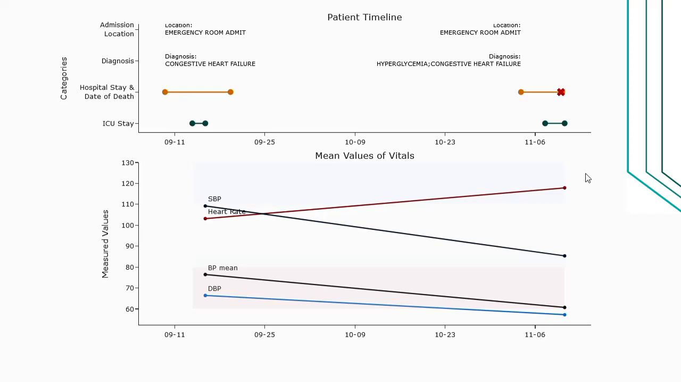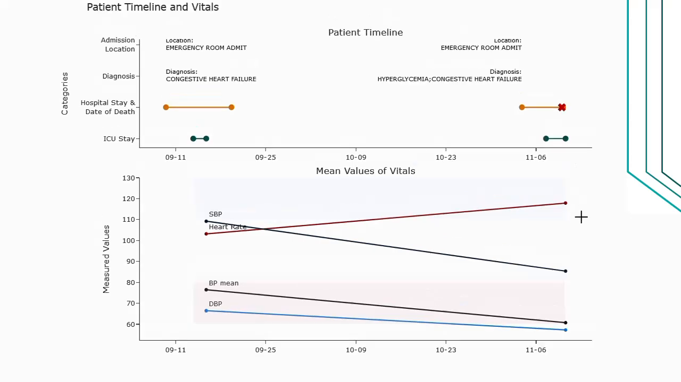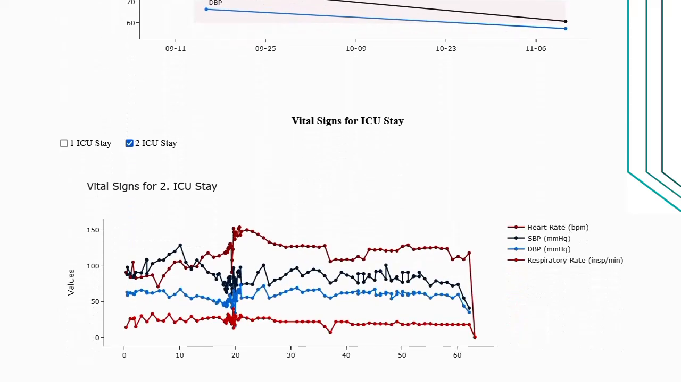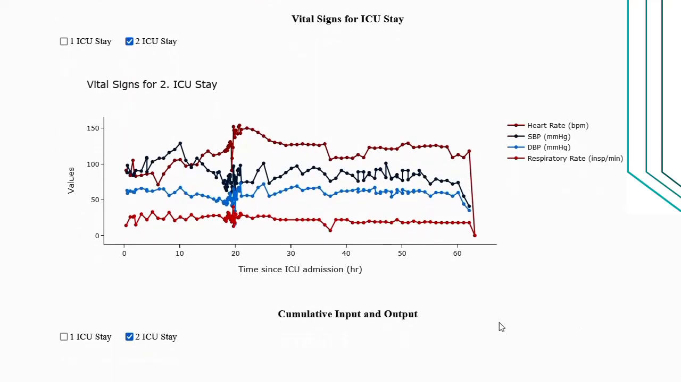During her second stay, her vitals showed an increased heart rate alongside low blood pressure. For reference, normal blood pressure is around 120 to 80 millimeters of mercury. Thanks to the richness of data in MIMIC-3, we can zoom in on her second ICU stay. About 20 hours after admission, Jane's heart rate and blood pressure briefly dropped, and the frequency of measurements increased.